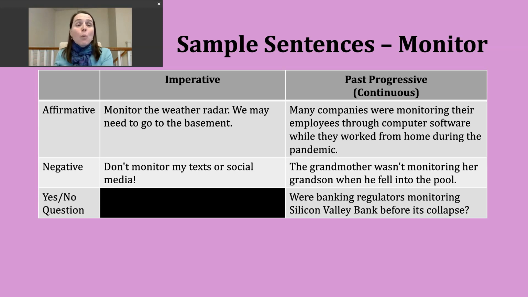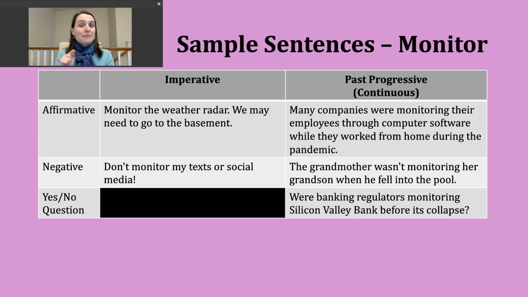Okay? So what I can do is just begin my sentence with the verb, right? So I might tell somebody, monitor the weather radar. We may need to go to the basement. I live in the Midwest in the United States, and springtime is sort of notorious. It's well known that we can have some really bad and dangerous storms, like tornadoes. And so sometimes you need to be observing, you need to be paying attention to what's going on to the weather so that you can get to a safe location in case really severe weather develops, right?